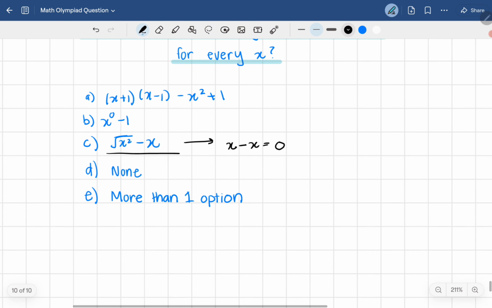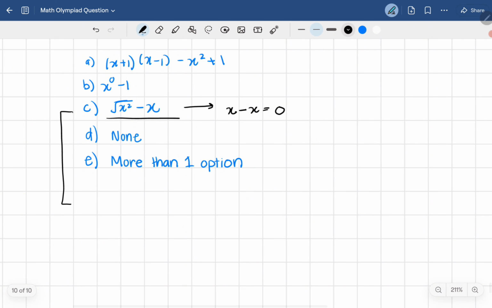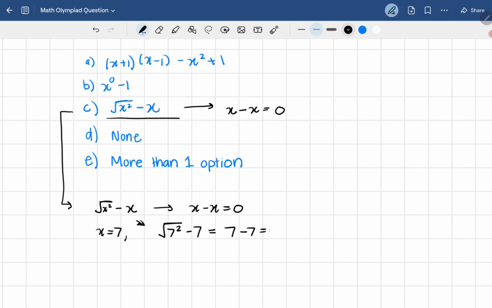It is because, let me take this value down here, with the square root of x squared minus x, this phenomenon, x minus x equals 0, is only true when x is a positive number. What do I mean by that? Well, let's assume x is equal to 7. Then we get the square root of 7 squared minus 7. The square root of 7 squared is 7, minus 7 equals 0. So it works when x is 7.